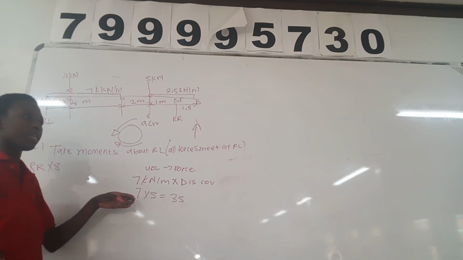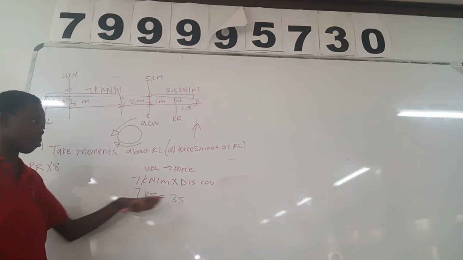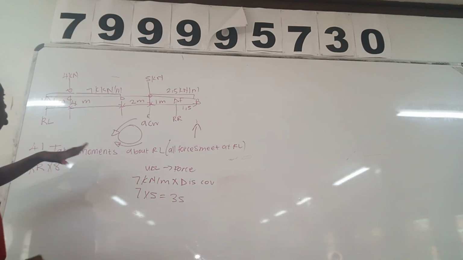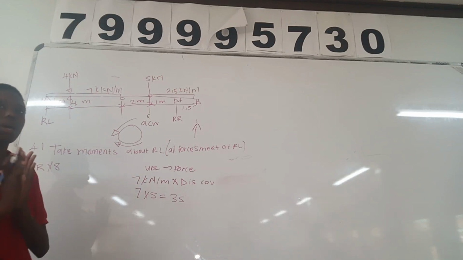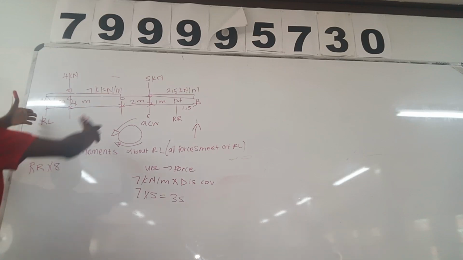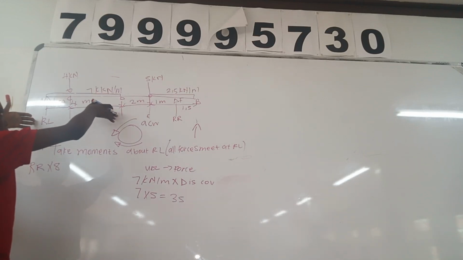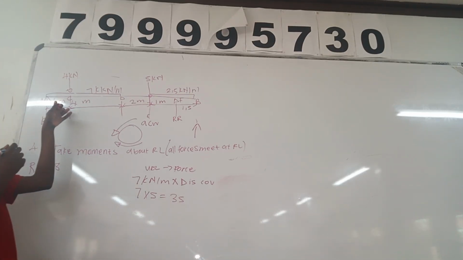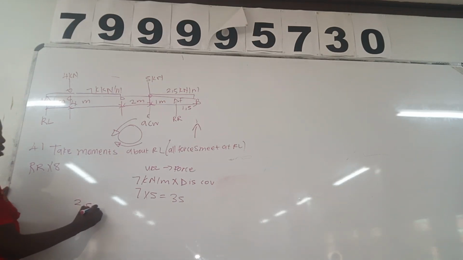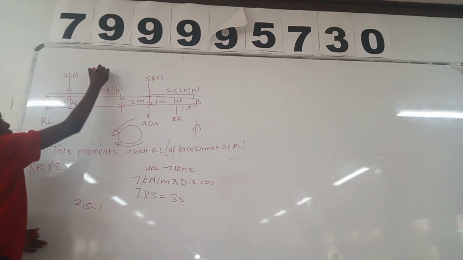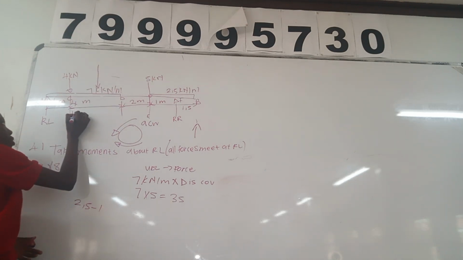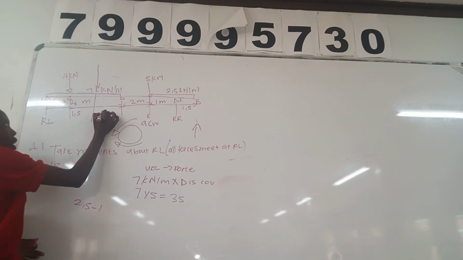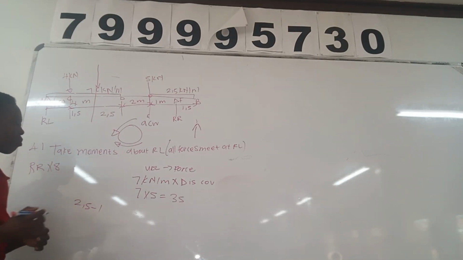It's no longer 7 kilonewton per meter. We no longer have a UDL, we have a force. After getting our force, we need to put it in the middle. The UDL covers a distance of 5, so 5 divided by 2 gives 2,5. And then 2,5 minus 1 gives 1,5 on one side, and on the other side is 2,5.